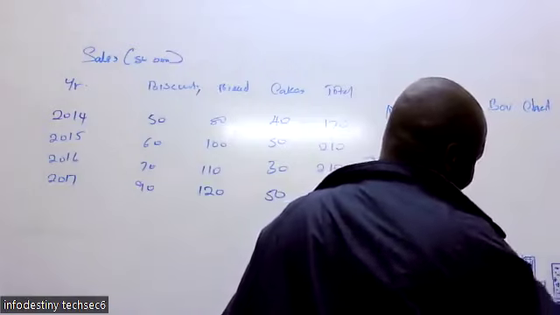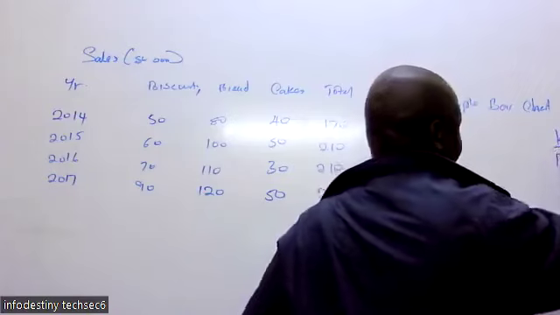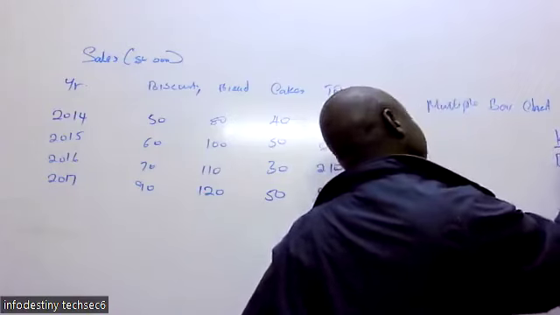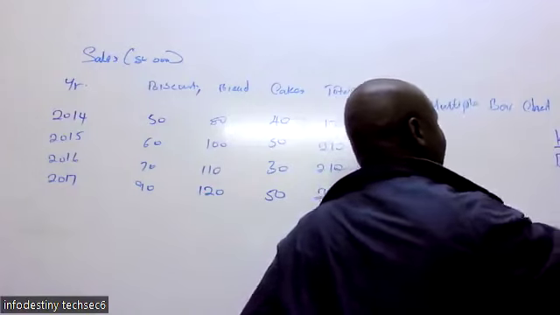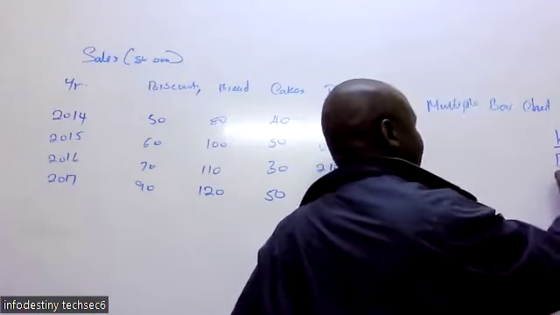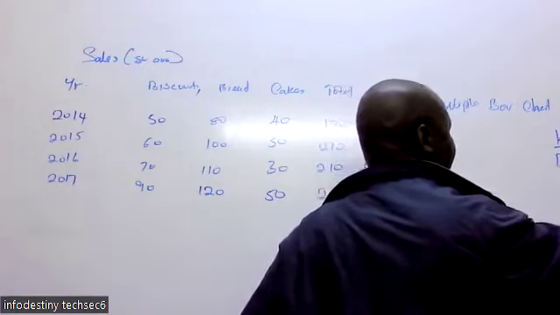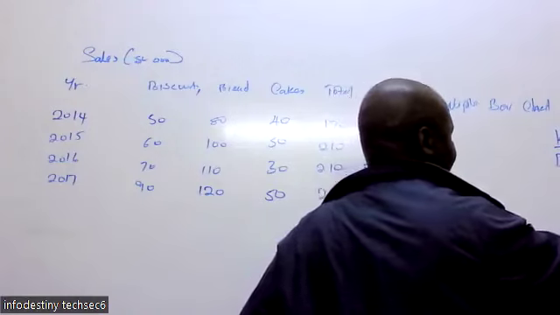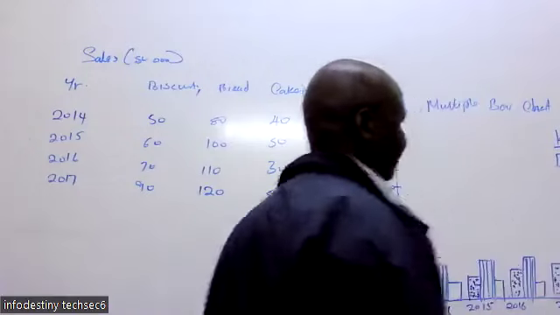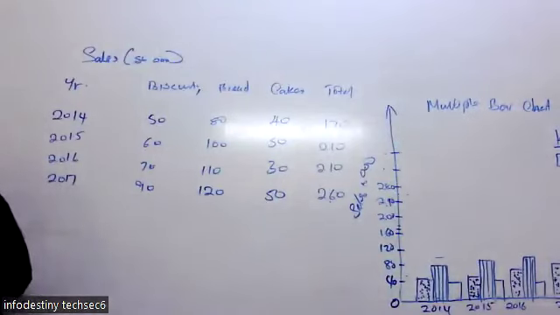Then after that, we are going to have the key. That's for biscuits. That's for bread. That's for cakes. I hope you are seeing the difference between the three types of bar charts.